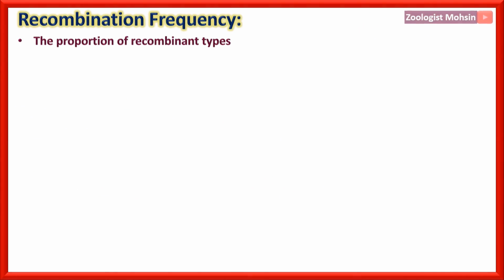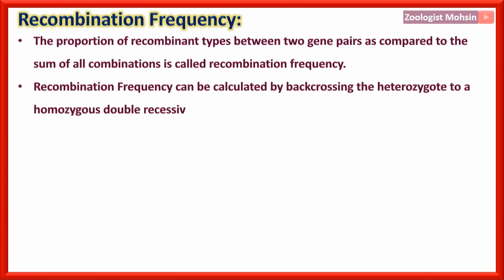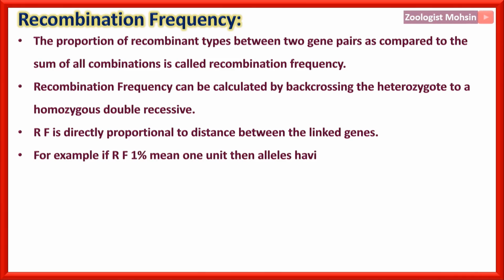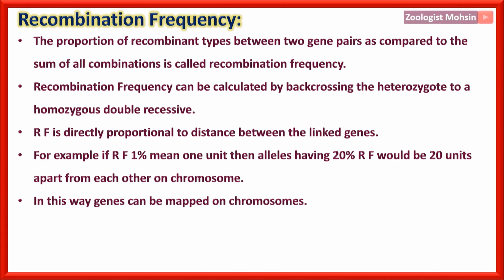The proportion of recombinant types between two gene pairs as compared to sum of all the combinations is called recombination frequency. Recombination frequency can be calculated by back crossing the heterozygote to a homozygous double recessive. Now, recombination frequency is directly proportional to distance between the linked genes. For example, if recombination frequency is 1%, meaning 1 unit, then alleles having 20% RF would be 20 units apart from each other on chromosome, and in this way genes can be mapped on chromosomes.